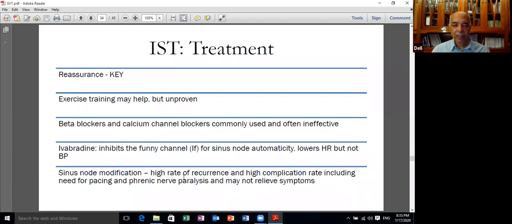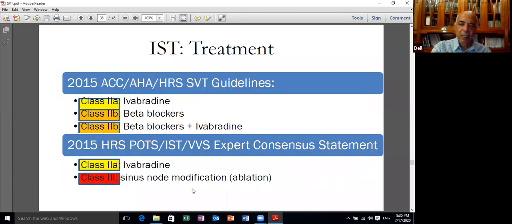And if you ablate it or modify it, then the need for a pacemaker would be very high. It's close to the phrenic nerve and can produce phrenic nerve paralysis as well. So as you see here, the treatment is not something easy. Various guidelines recommend ivabradine as 2A, and as you see here in the Heart Rhythm Society recommendation, sinus node modification or ablation is class 3, not to do.